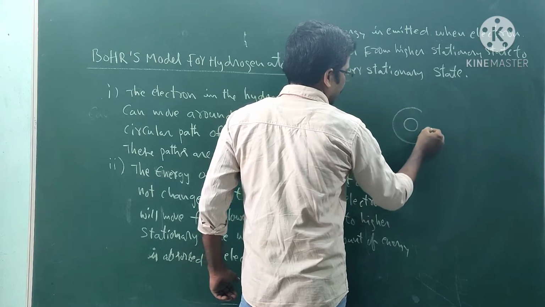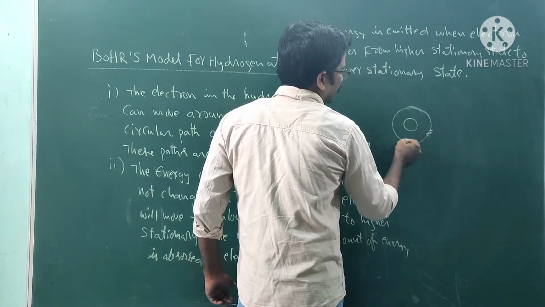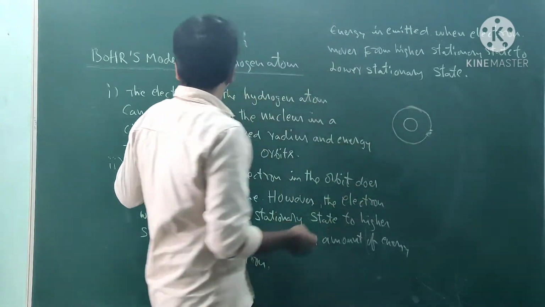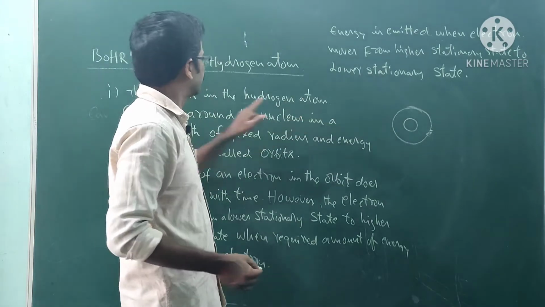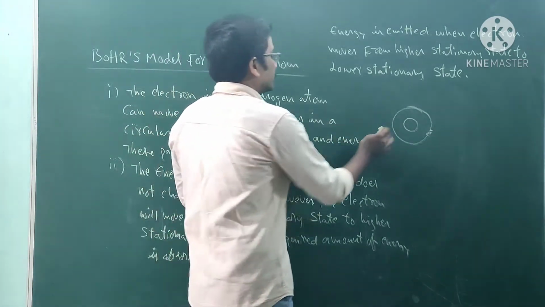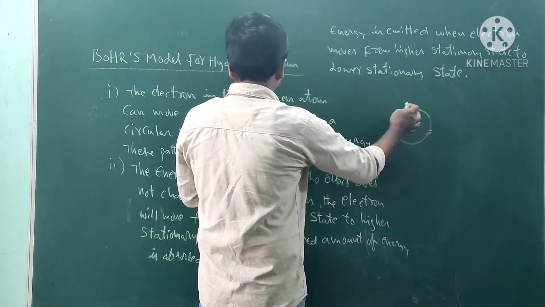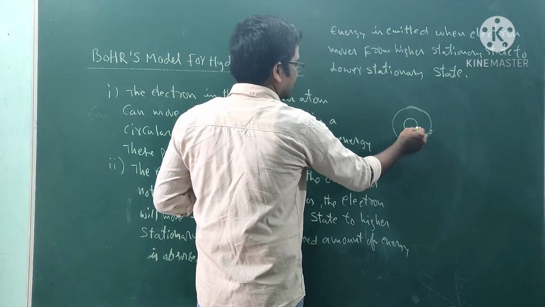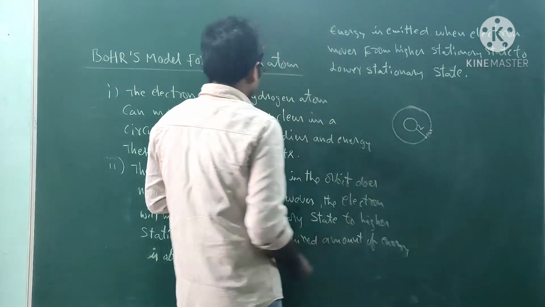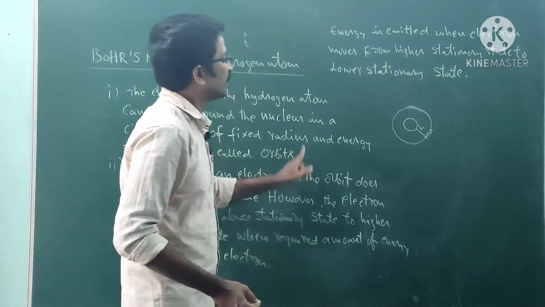This is treated as a hydrogen atom. The electron moves around the nucleus in a circular path. The electron in a hydrogen atom can move around the nucleus in circular paths of fixed radius. It has a radius; the distance between these two is r. Fixed radius and energy. These paths are called orbits.